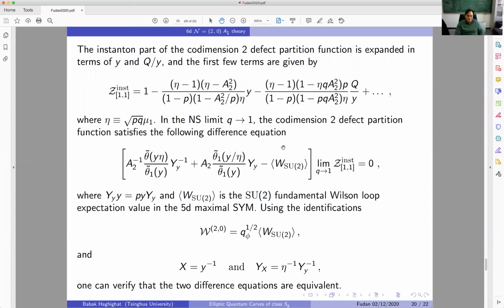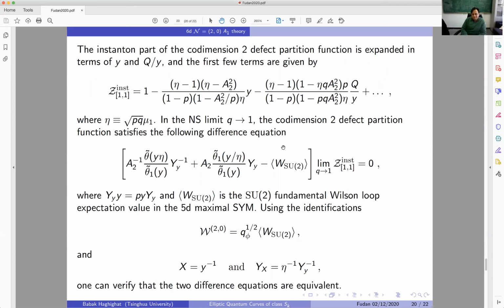The maximally supersymmetric means 5D. Yes, again, yes, right? This is that thing. Okay. Thank you very much. Any other questions from the audience?